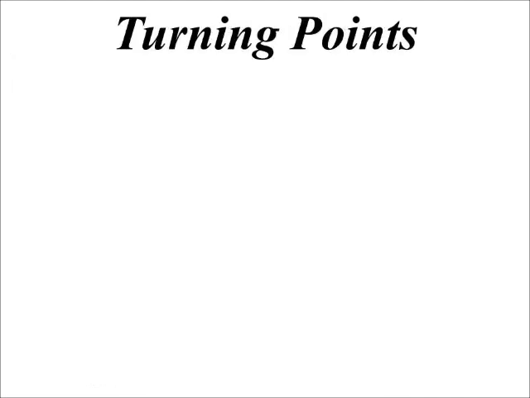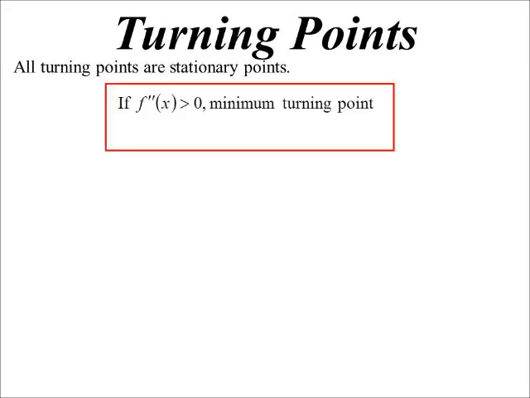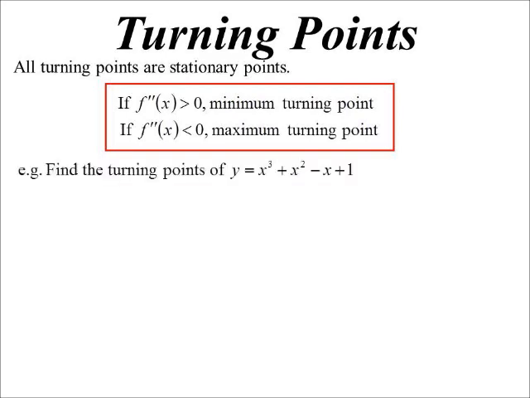So let's look at those turning points in a little bit more detail. So let's say, all those turning points are in fact stationary points. I mean, that's how we locate them. Remember, I was saying, concave up, here I am, down the bottom. Minimum turning point, concave down, up the top, maximum turning point. So if I now want to find the turning points and then go and classify them, I'll need both tools. I'll need the first derivative and I'll need the second derivative as well.